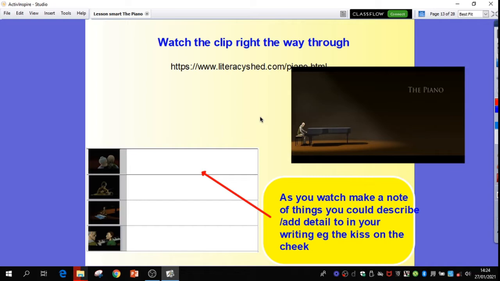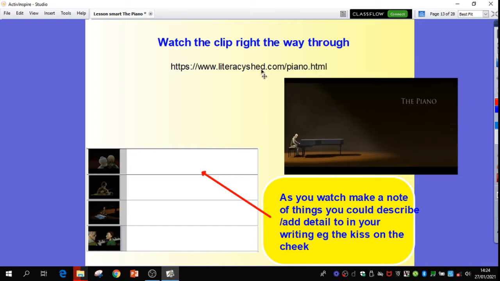way through once more. So we have our clip here. You've got your link already, and whilst you're watching it, I want you to have this document out in front of you. Here I've snipper-tooled the freeze frames from the areas that I want you to focus on, and in each of these sections here, when you get to this point in the film, you might want to pause the film and to make a note of the things that you could describe or things that you could add detail to. For example, the kiss on the cheek, the man's expression, the way he played his keys, or here, the way he comforted the dying soldier.